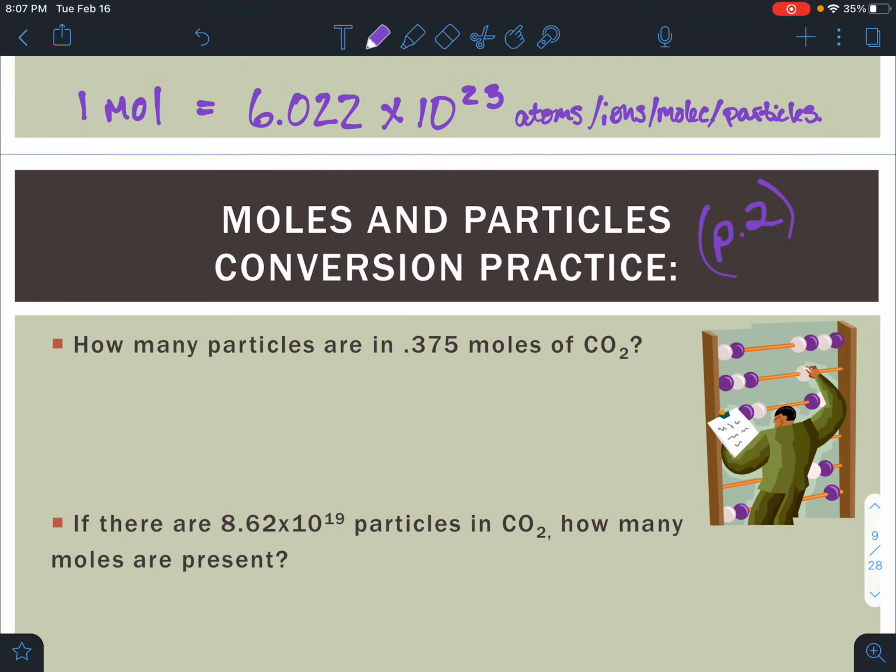The thing we want to look at in each of the problems is what we're given and where we are going. So in this problem, it says how many particles are in 0.375 moles of CO2. So our given is 0.375 moles of CO2. Some of you like to highlight, circle it or underline it. Do whatever you have to do to recognize this is my given. You also want to note where we're going. This is asking for particles. Anytime you see the word particles, you want to use 6.022 times 10 to the 23rd. You know you need to use Avogadro's number.